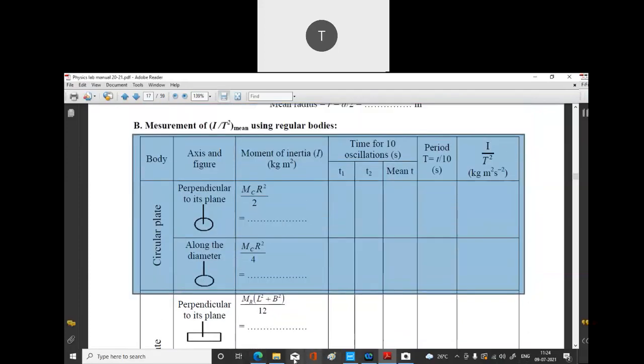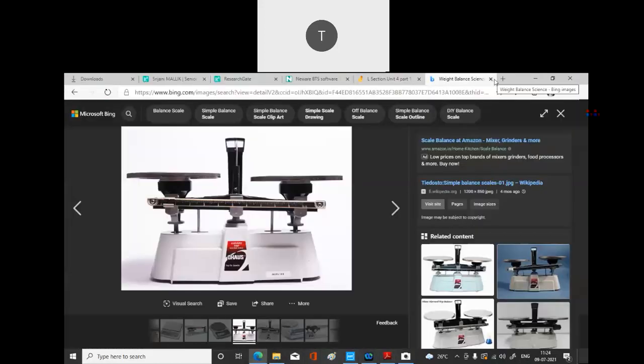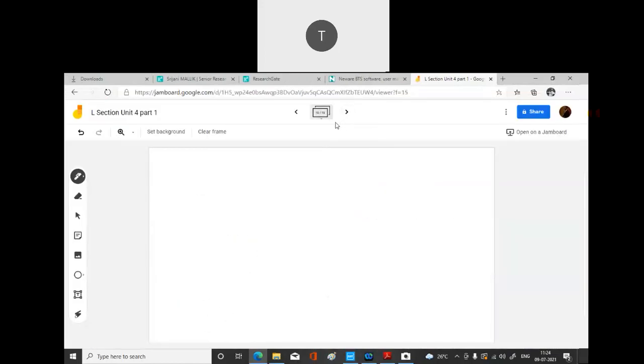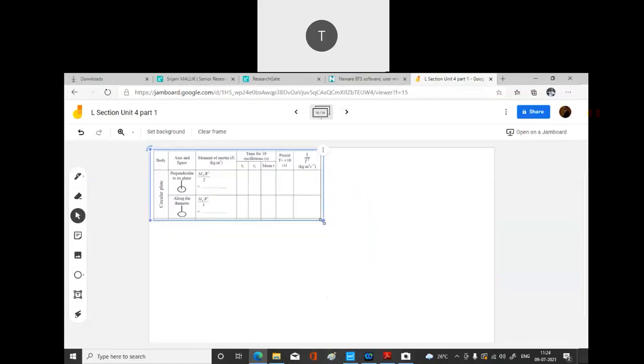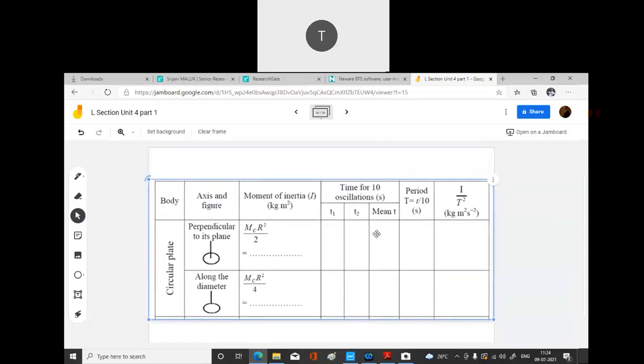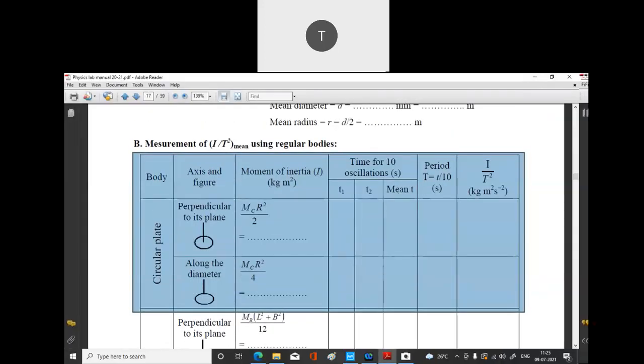I'll just copy this so that it will be easy for me to explain. Let me paste it here. I have taken only the circular one, then I will do the rectangular one. I will do only the circular first and then explain the rectangular, because if I do all together, you may get confused. Now we will take the circular disc and try to suspend it.